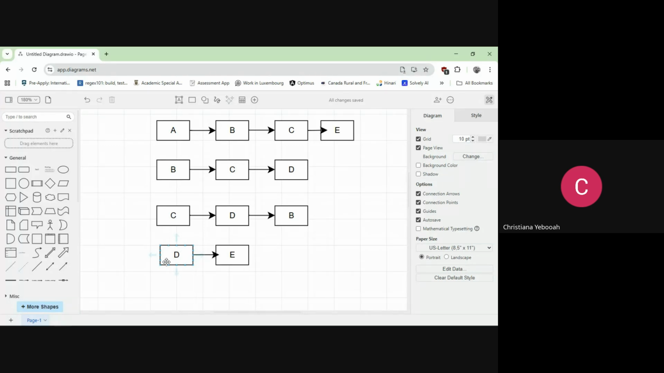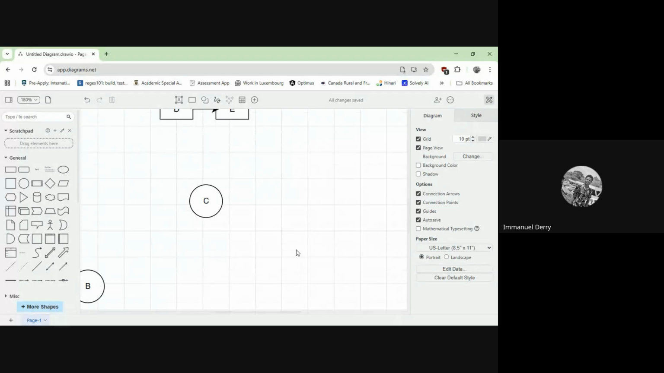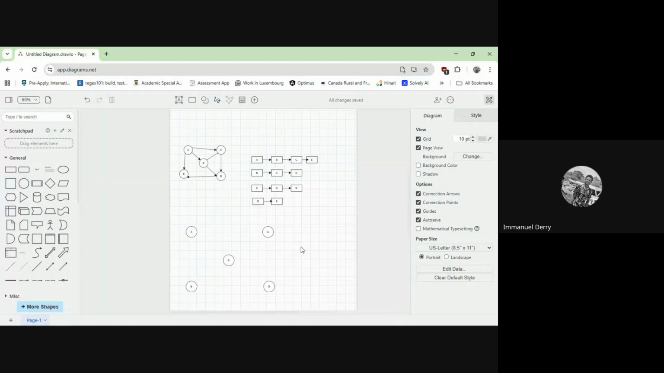So with that, vertex A is connected to B, and it is also connected to C, and it is also connected to E. The same way, B is also connected to C, and B is also connecting to D. Then when you come to C, C is also connecting to D, and C is also connecting to B. Then D is only connecting to E. That is why some of them are getting different graphs. Thank you so much. I think we are good to go now.